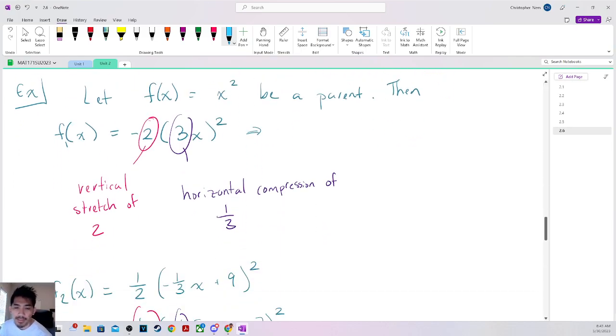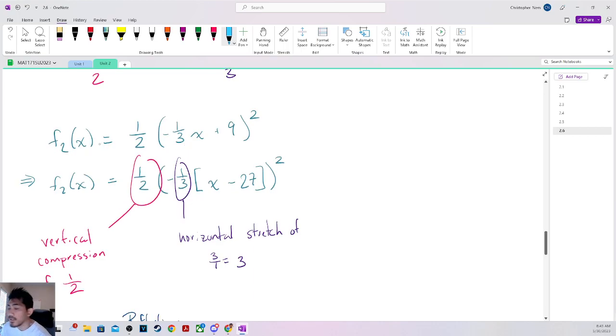All right, let's take a look at an example. f of x equals x squared. I have negative 2 times (3x) squared. The 2 is outside my function, so we're going to say it's a vertical stretch of 2. It's bigger than 1, so we say it's a stretch of 2. Now, inside my function are my horizontal transformations. So this is a horizontal one. We have to reverse everything. This is bigger than 1, so we say it's a horizontal compression because we reverse it, of not 3, but 1/3. I have to turn that into a fraction and then reciprocate it.